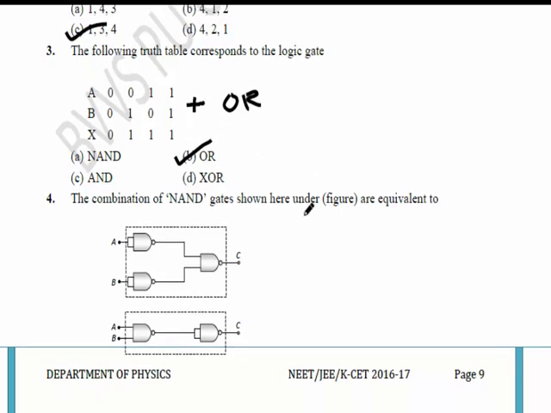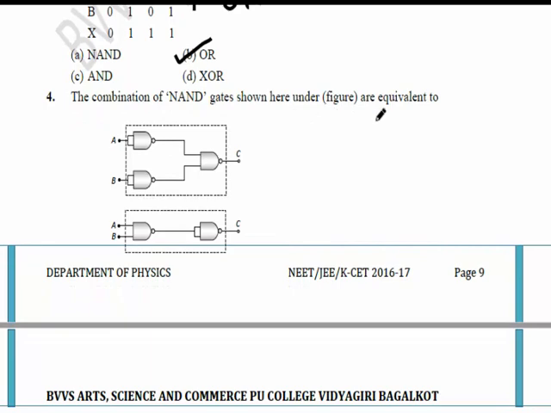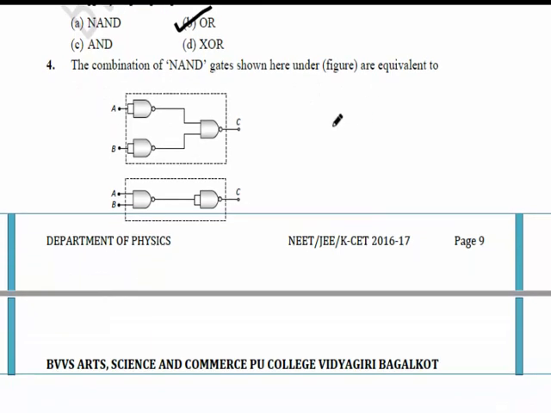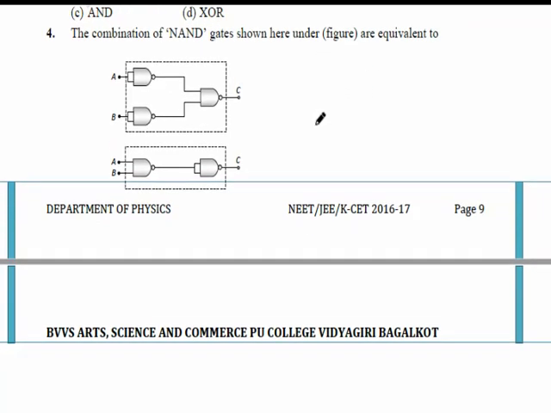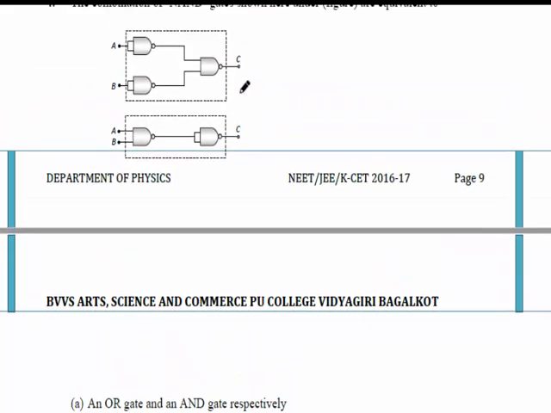Okay, next, the combination of NAND gates shown, which one is equivalent to the given gate? NAND gates are given here. Which one is the correct equivalent? So the first one, here it is A bar.